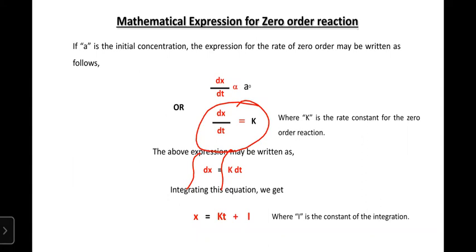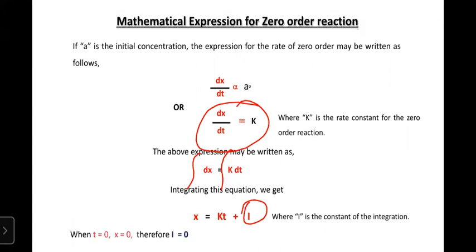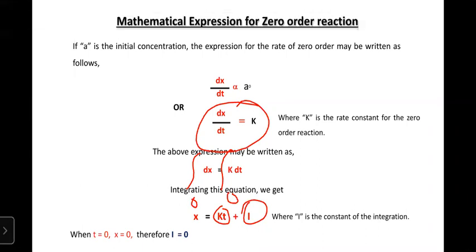If you want to know the value of the integration constant, just put t equal to 0 and x equal to 0 in that equation. Then you find the value of I. If you put t equal to 0, the term kt becomes 0. If x is equal to 0, that also becomes 0. So the value of I is nothing but 0.